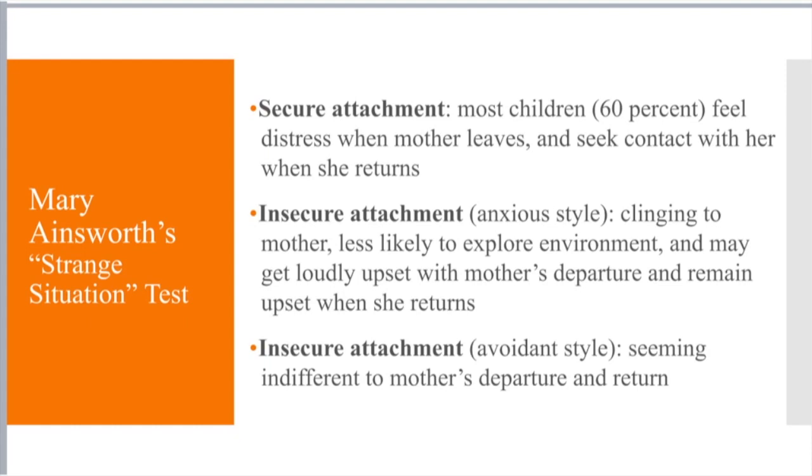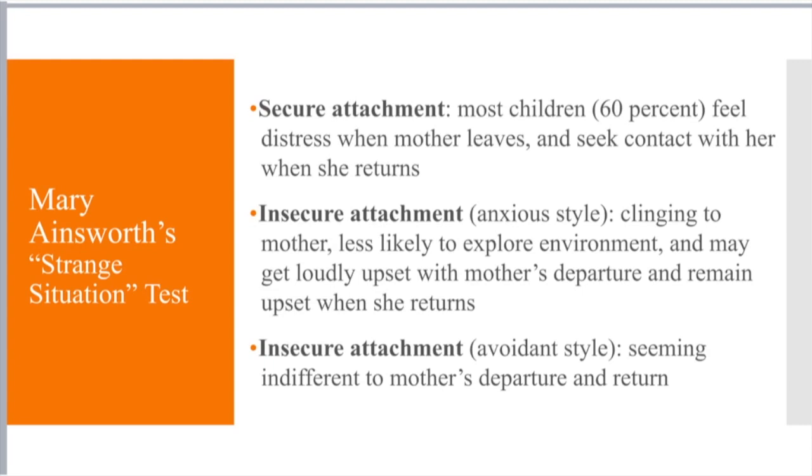With insecure attachment of the anxious style, we see children clinging to their mother. They're less likely to explore their environment. They may get loudly upset with mother's departure and remain upset when she returns. These are like the separation anxiety, the dramatic child throwing a temper tantrum when mom leaves them at daycare or kindergarten or whatever. That would be an insecure attachment of the anxious style.